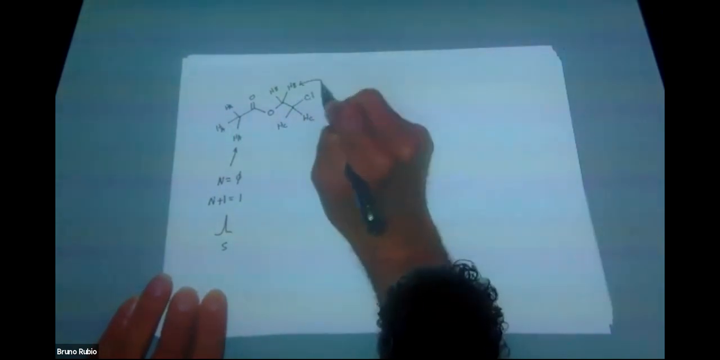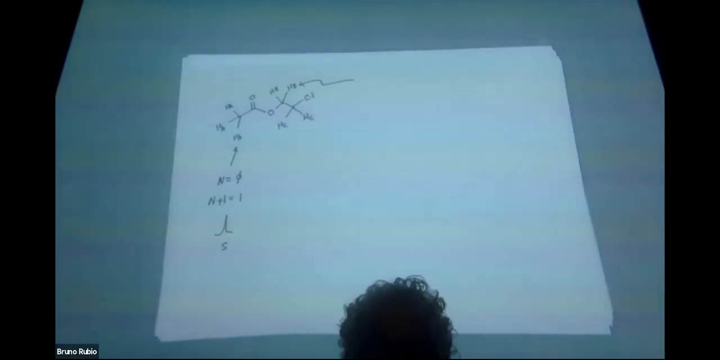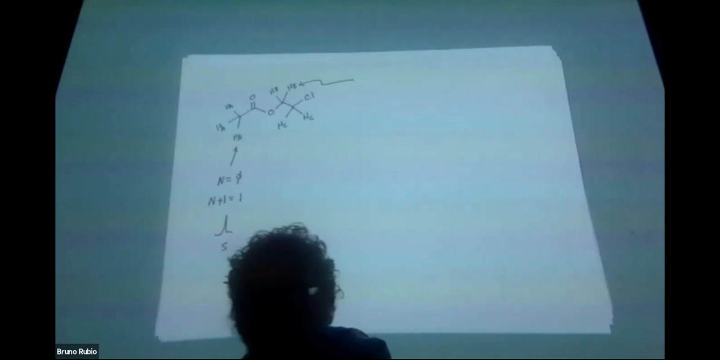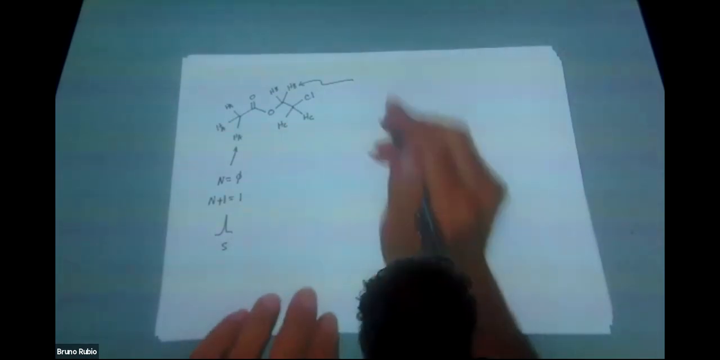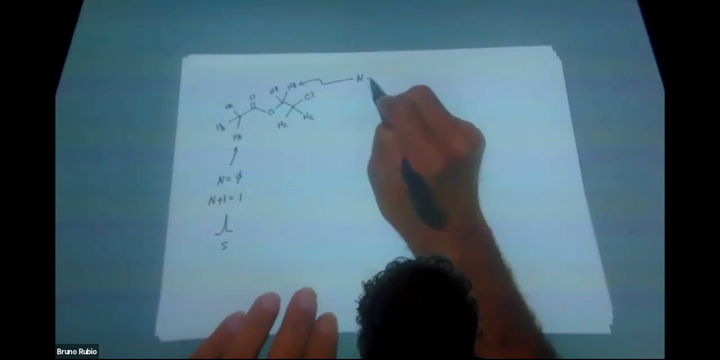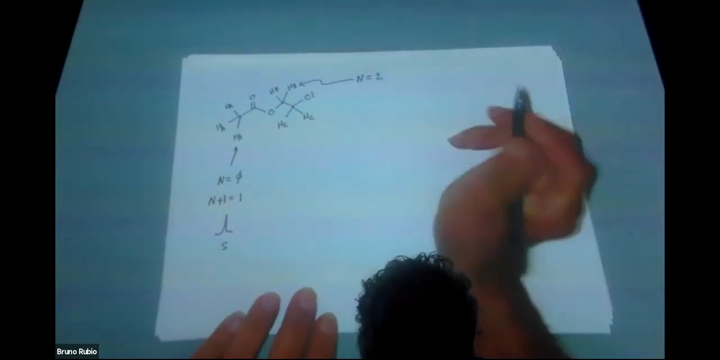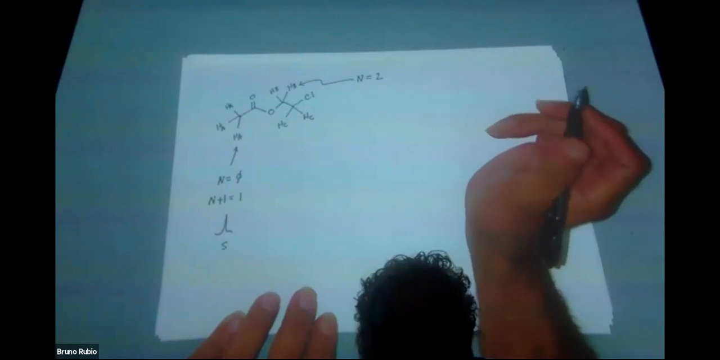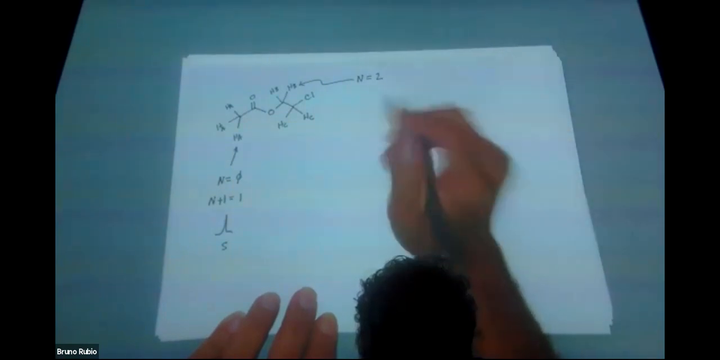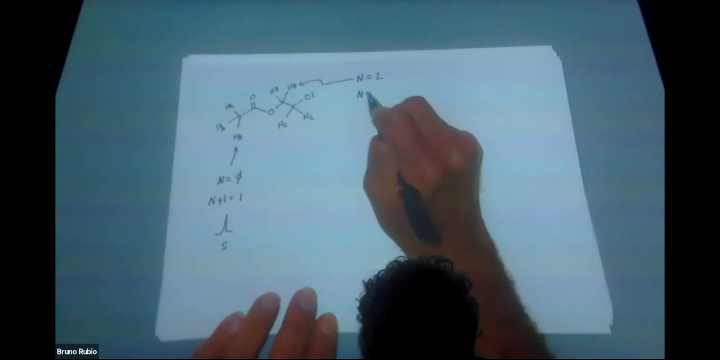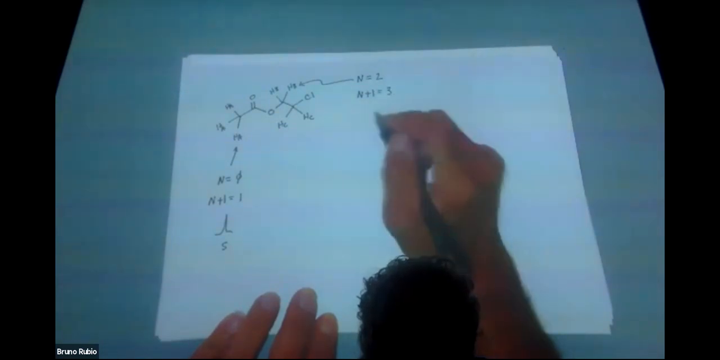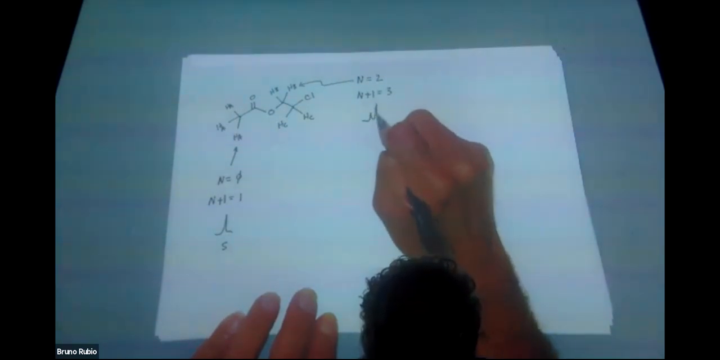What's the splitting pattern of the HB? I need a word that ends in "et." This is going to be a triplet. N is equal to 2. The HB are 3 bonds away from 2 HC protons. N plus 1 is equal to 3. That's a 1 to 2 to 1 triplet.